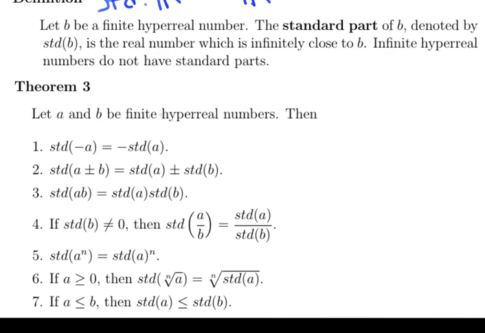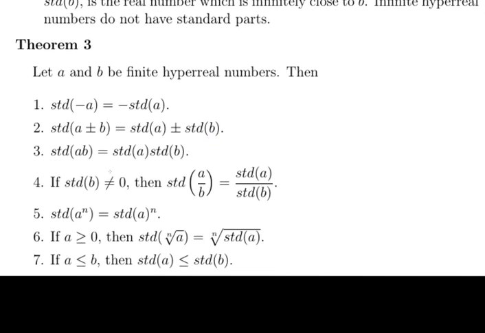And these are some very awesome features. If I want to know the standard part of negative a, well, I could just take the standard part of a and negate it. So we can see that negative signs distribute out of the standard part. Also, standard part distributes across addition. So the standard part of the sum or difference of two numbers is again the sum or difference of their standard parts. It distributes across multiplication. Standard part of a times b is equal to the standard part of a times the standard part of b. Also across division, provided we don't end up dividing by 0.